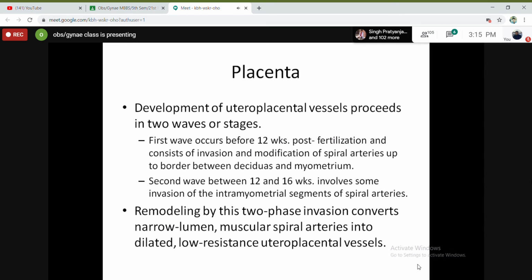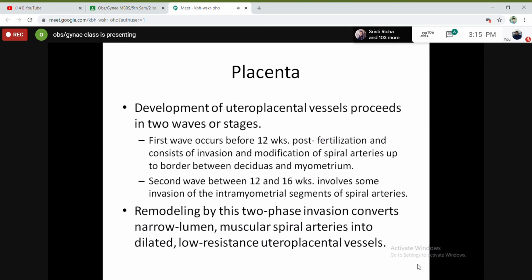It completes by 16 weeks, and by 16 weeks, the trophoblastic cells invade the intramyometrial segment of the spiral arteries as well. Because of this remodeling in these two phases, the narrow lumen muscular spiral arteries expand and become dilated vessels. So more of the maternal blood flows into the intervillous space.